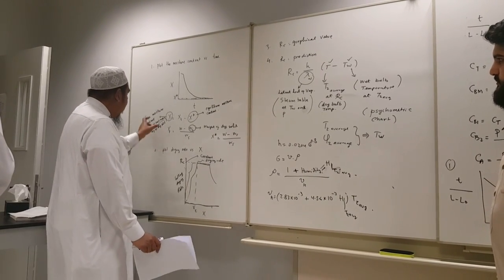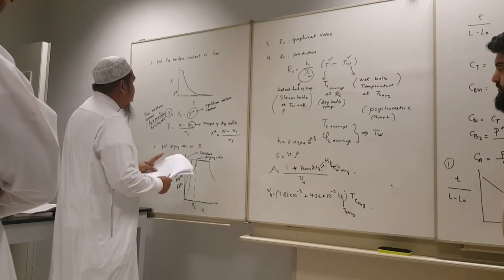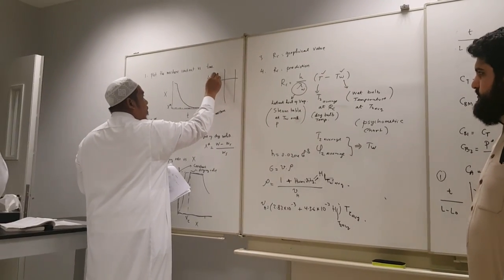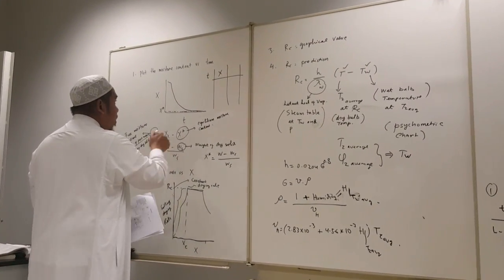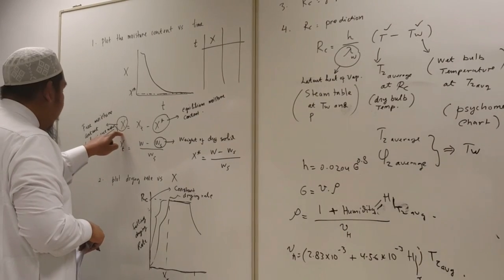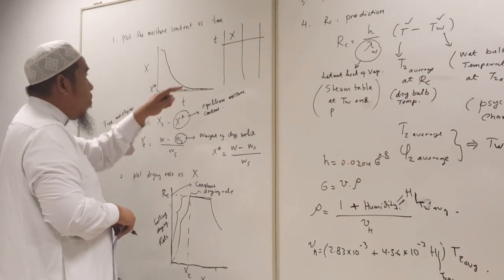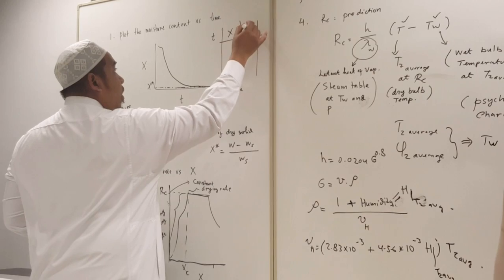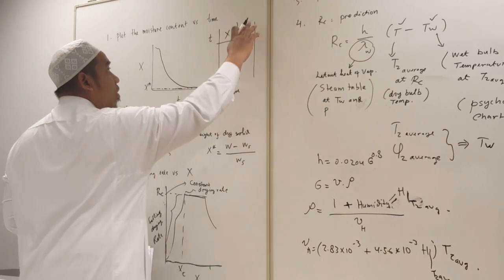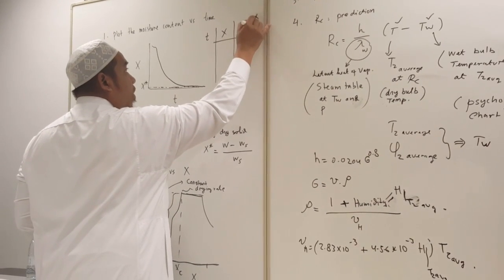After that, we transfer this to drying rate versus X. So you have a kind of table here. This is time, this is X. From this equation you get X: XT minus X star is equal to X. So you have T, you have X, and then you can have R. What is R here? You remember? R is dX, or I will say delta X over delta T.